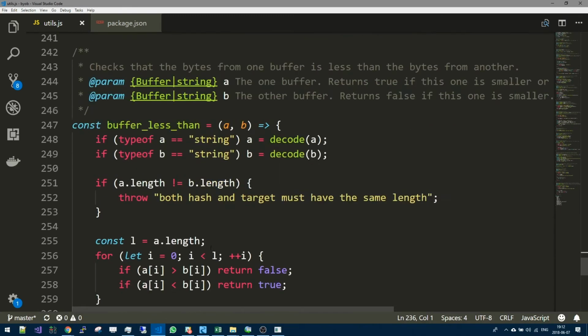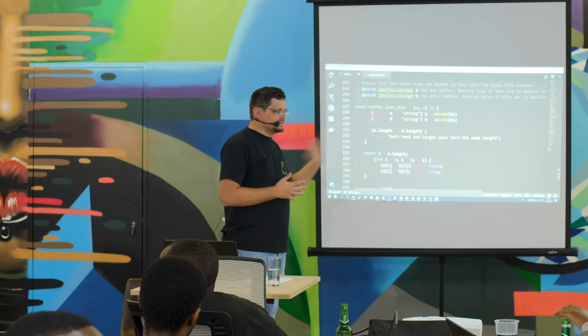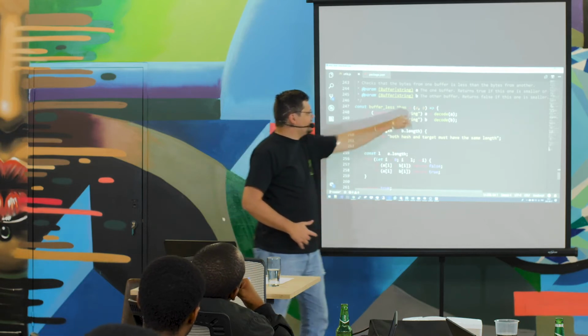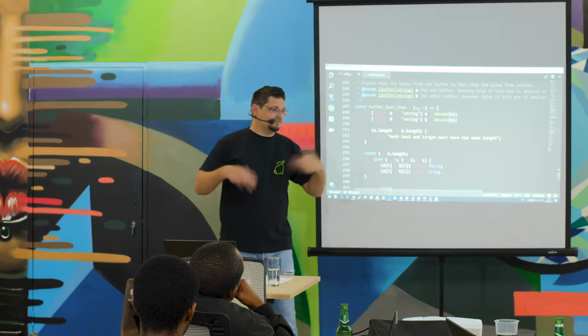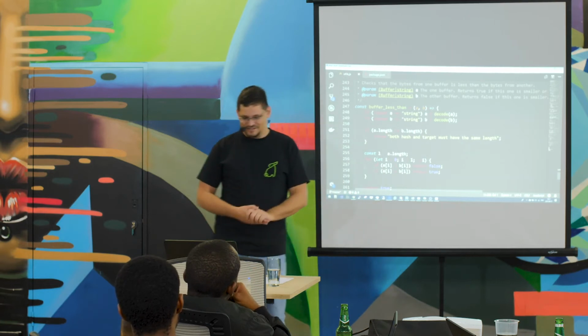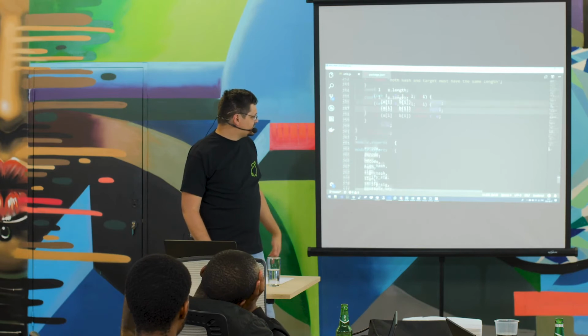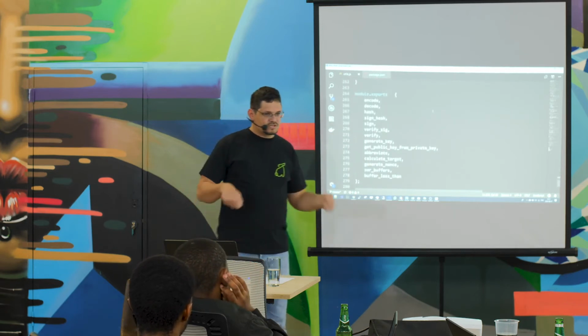That's all. Buffer less than. This is the thing that checks our value. It checks if one buffer is less than the other one. If it is, you found the solution. If it's not, it will return false. It just loops through it and returns. And so those are our tools.